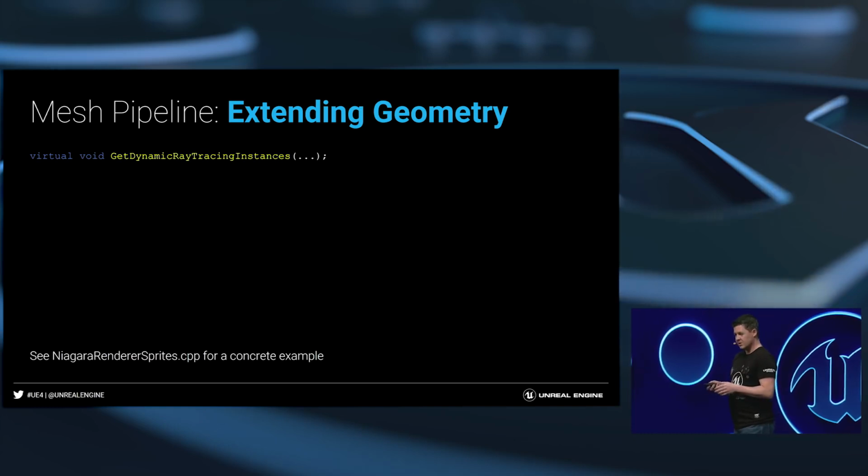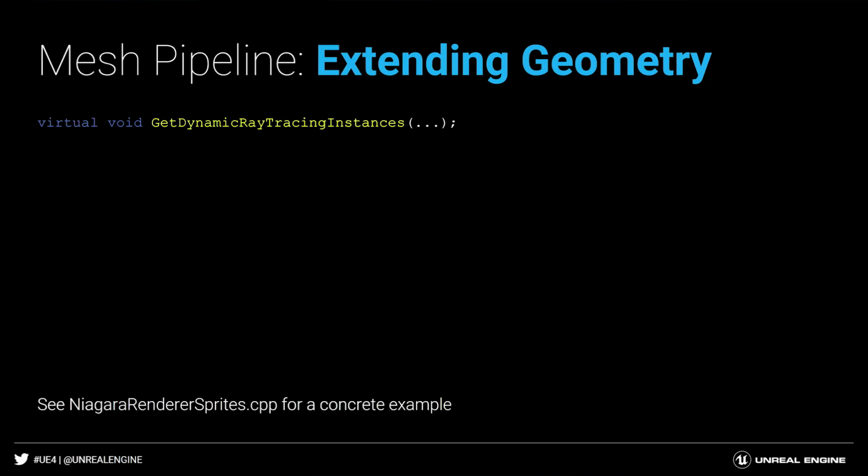In terms of extending geometry, if you have your own geometric data that you want to embed into ray tracing, we have a function for you. It's called get dynamic ray tracing instances. It has a few things that are on its onus to implement.